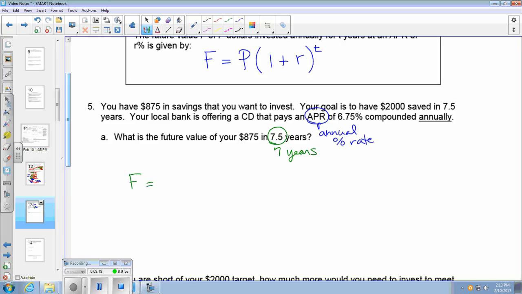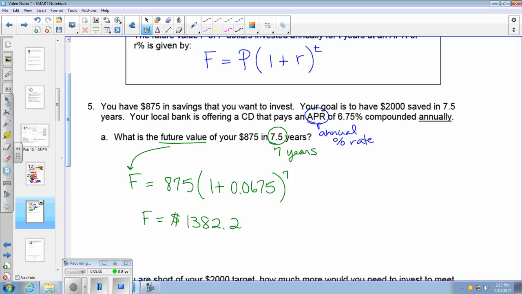All right, so looking at this formula, we're looking for future value. So we're going to leave F in our formula. Our principal or present value is $875. Our interest rate is 6.75%, so that is 0.0675 in decimal form. And that's going to grow for 7 years. So again, grab a calculator, try this out. Press pause if you need to. You should get an answer of $1,382.24.